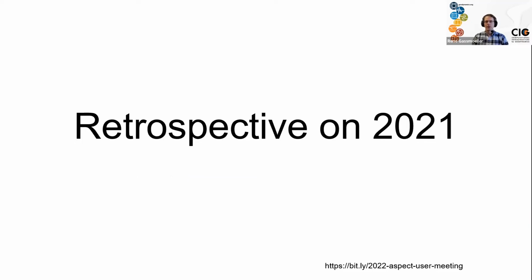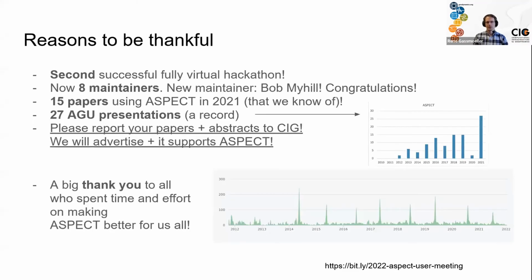So before we start with the actual meeting and the presentations, I wanted to just, for a few minutes, talk about 2021 and what happened in the last year with Aspect, and to give you some updates. So first of all, it's the beginning of the year, or the end of the last year, so we should think about what we should be thankful about. And there were a lot of things last year that went well and that we should be thankful about.